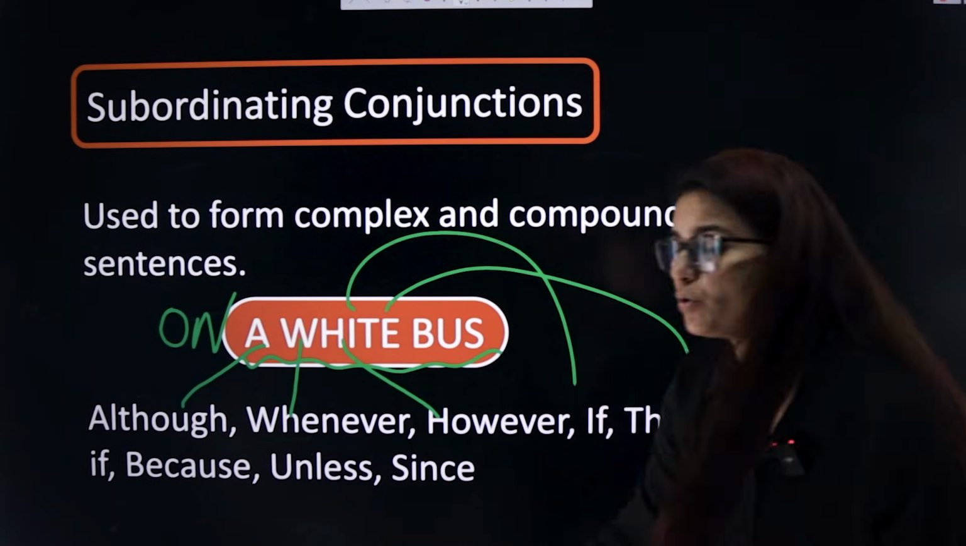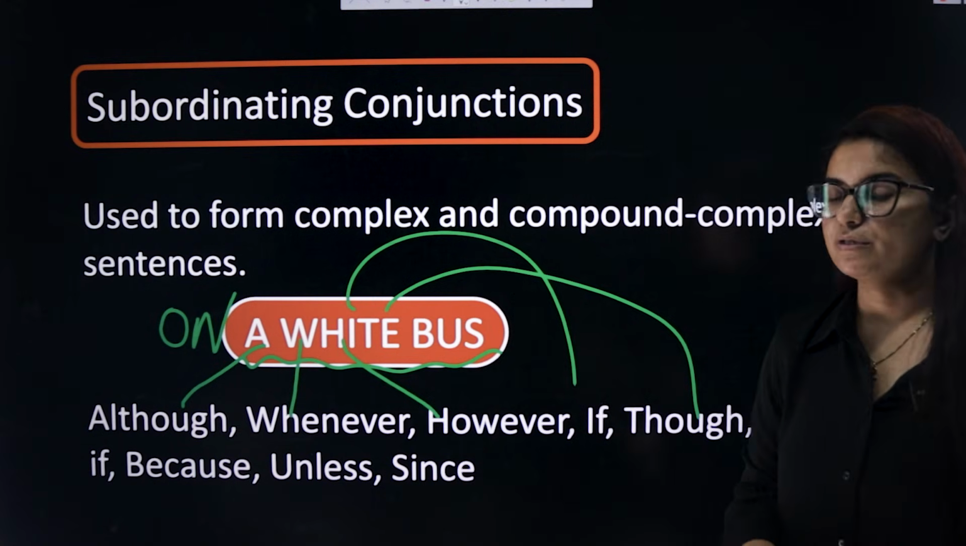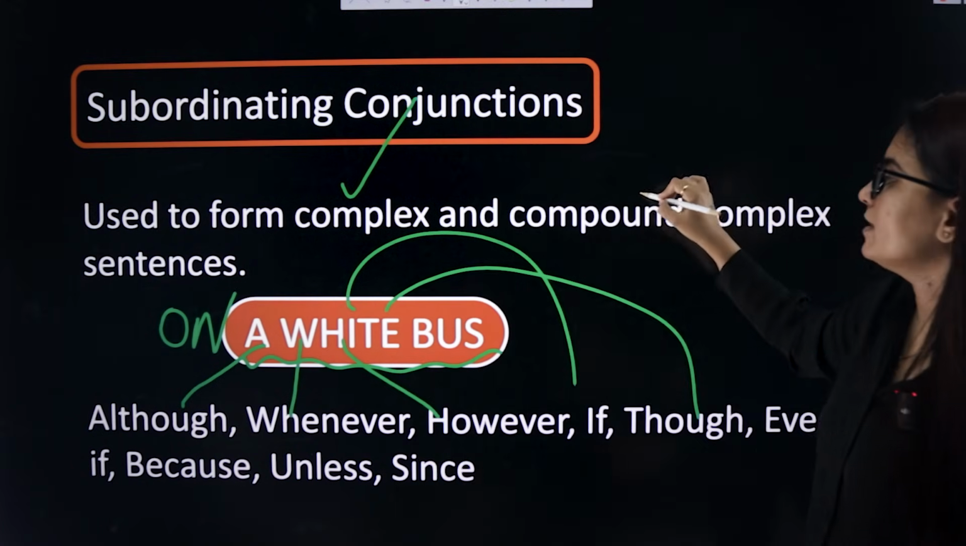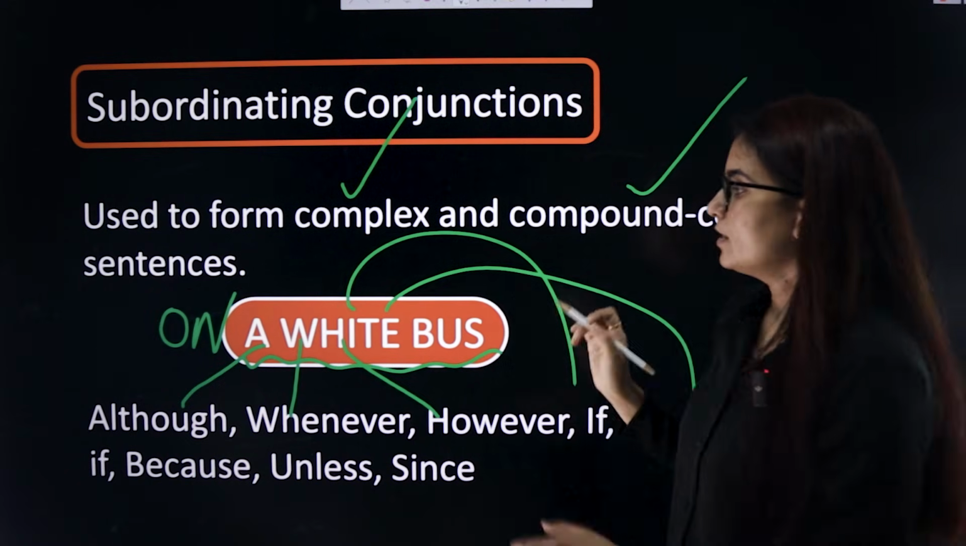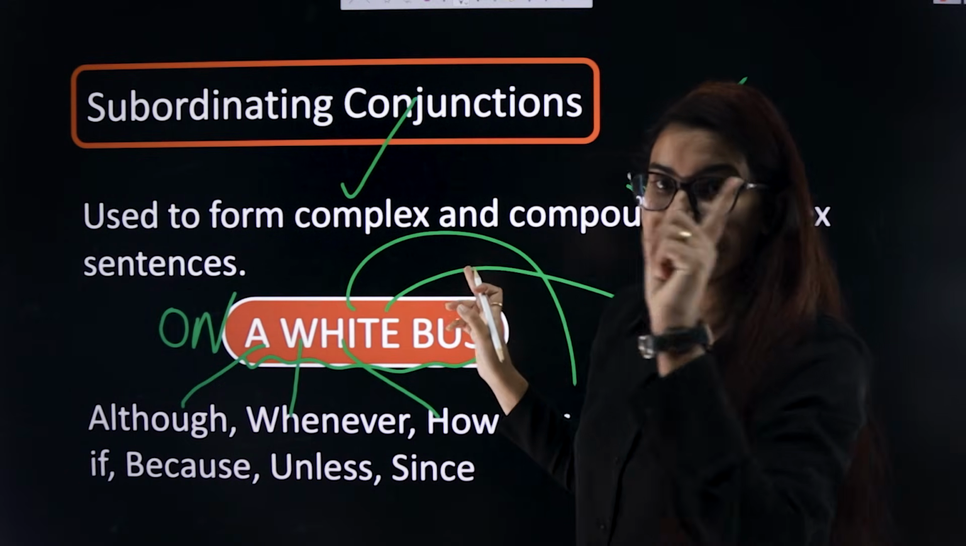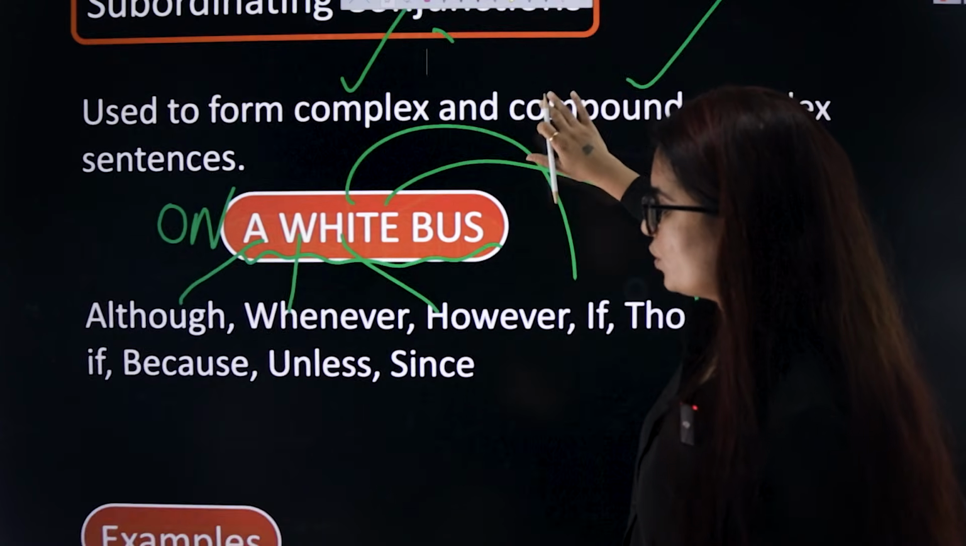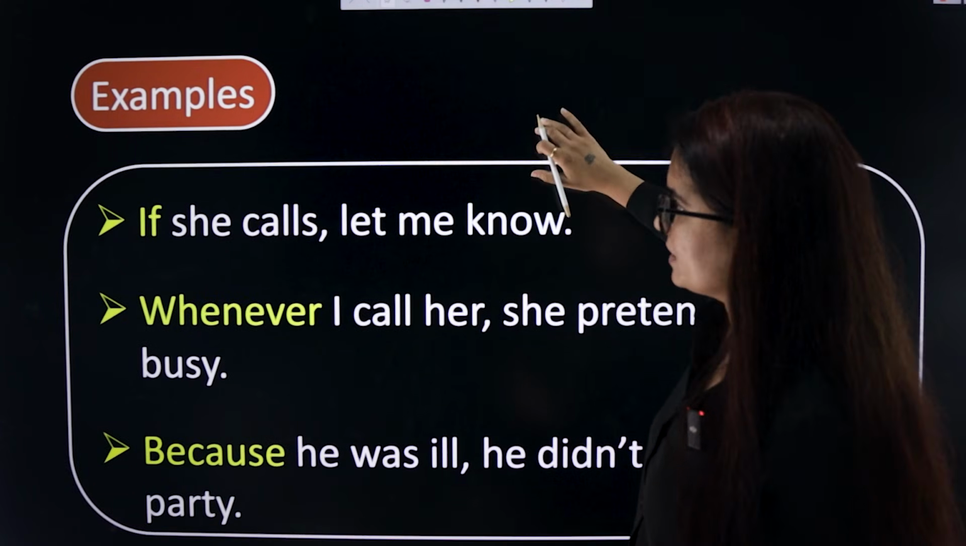In order to remember all of these words, you have to remember this. They are used to form complex sentences and compound complex sentences. We'll talk about these two kinds of sentences later. I'm not going to go into detail right now. Let's move on to see some examples.